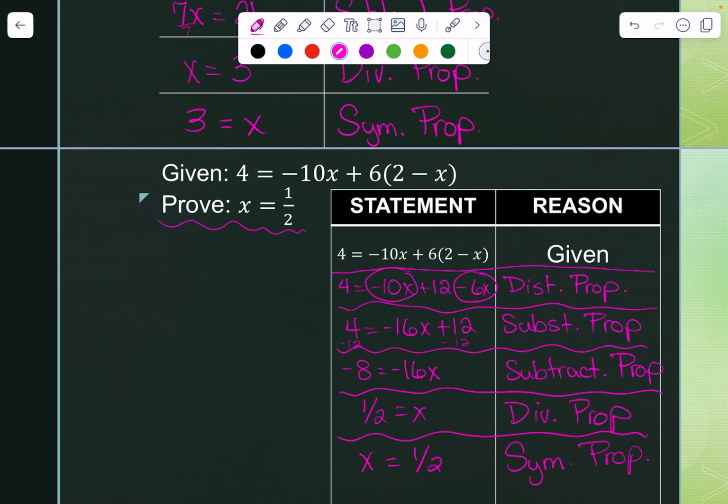Okay, and that is how we write an algebraic proof, going step by step all the way down until we get to the point where we can prove each statement and get the final proof statement. All right, that is our introduction to algebraic reasoning.